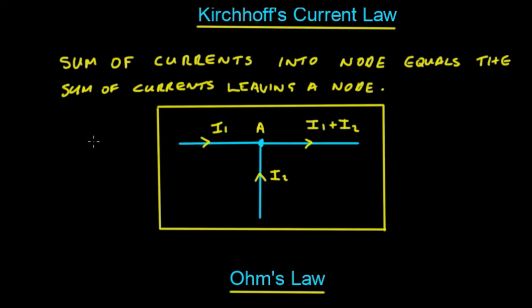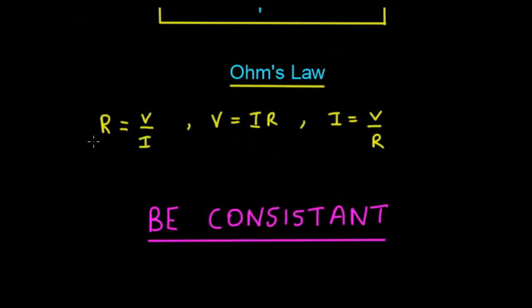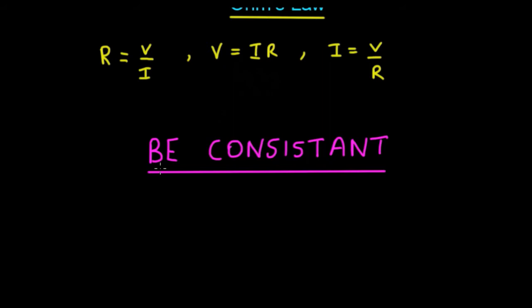Okay, and Ohm's law can be written R equals V upon I, or if you transpose it, we get V equals IR, or transpose it to I equals V upon R. So we will be using this one here throughout the rest of the course. Now the thing about analysing this is to be consistent, and you'll see what I mean when I move on to the next page.